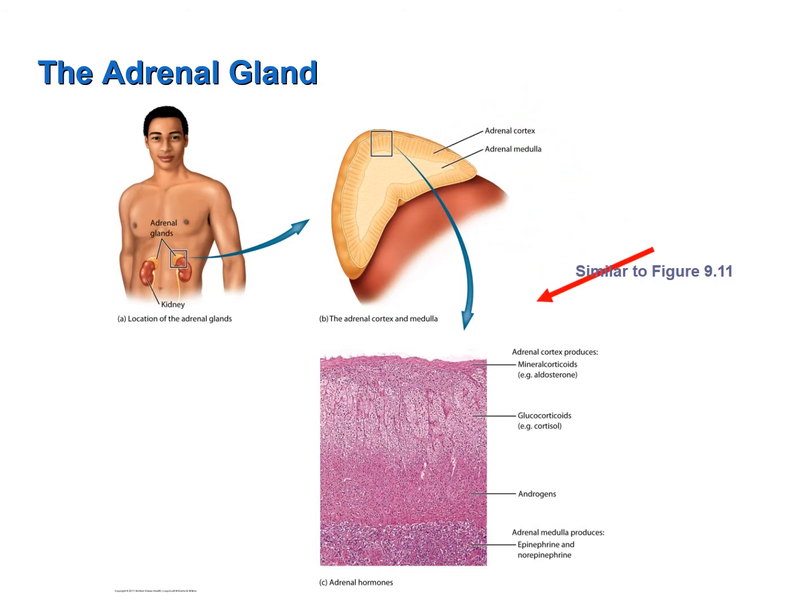The adrenal cortex consists of three distinct tissue layers. The outer layer produces the mineralocorticoids, where the major hormone is aldosterone. The middle layer produces glucocorticoids, where the major hormone is cortisol, and the innermost tissue layer of the adrenal cortex produces androgens, which are male sex hormones.